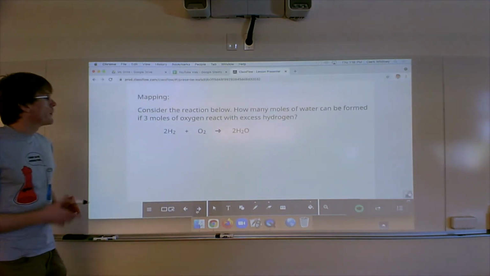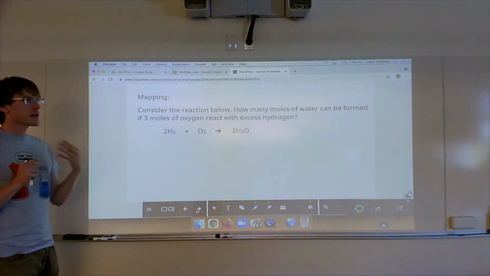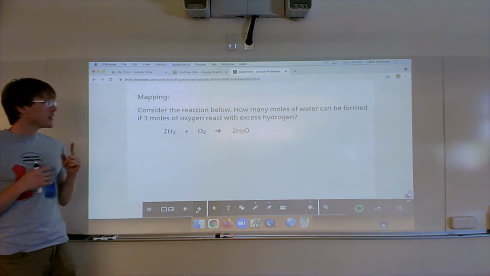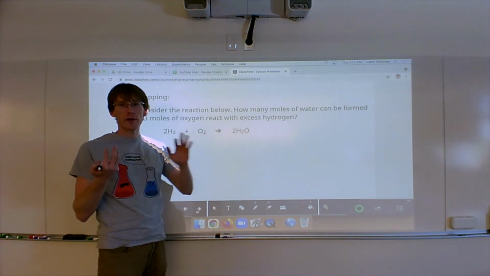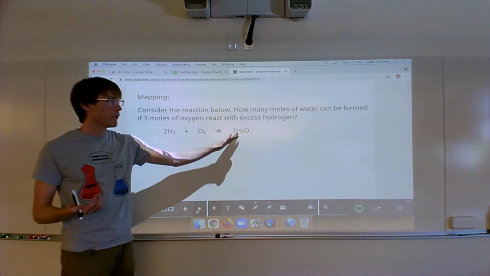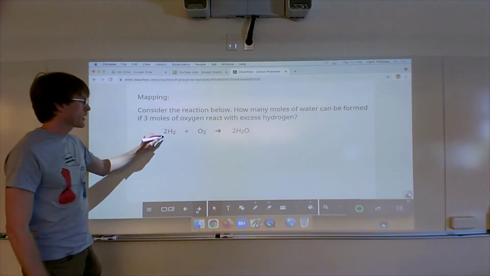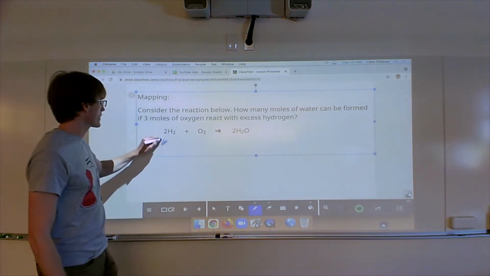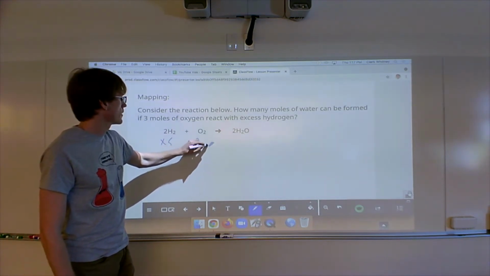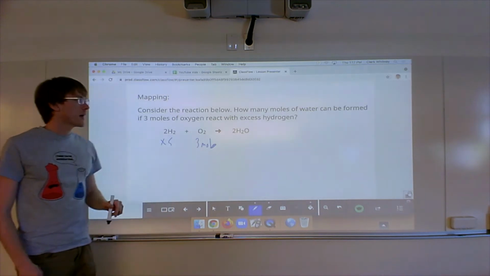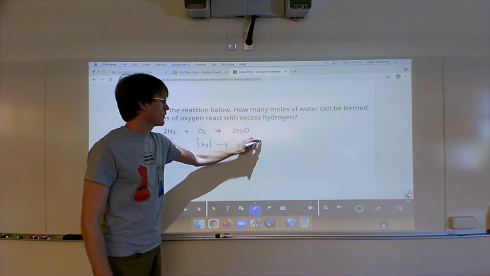So, let's consider this reaction. We have hydrogen and oxygen forming water. I could be asked the question, how many moles of water can be formed if 3 moles of oxygen react with excess hydrogen? I say excess hydrogen, that's just saying we have enough hydrogen. What's really determining the amount of water being formed is the oxygen. So what I can do here is say, okay, we've got excess hydrogen, and I know that we have 3 moles of O2, and I'm trying to get to X moles of H2O.